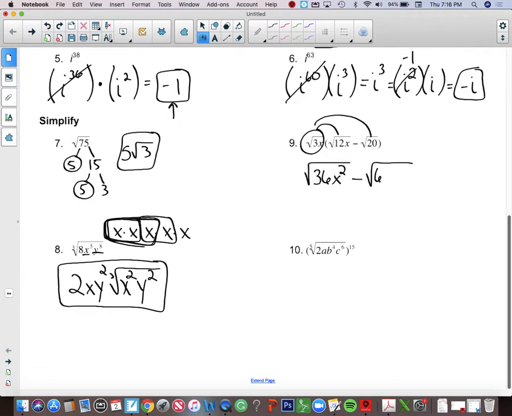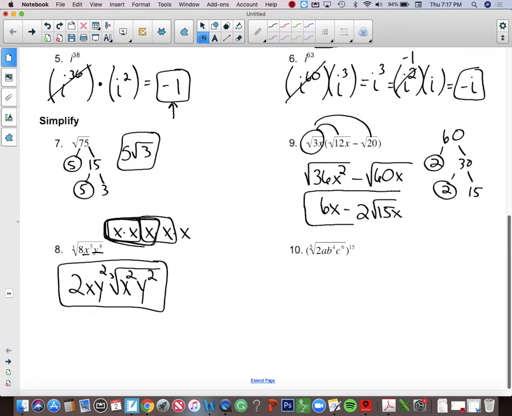Okay, I've got to put my 60x here. This is just 6x. And then we've got to break that 60 down. So let's do 2, 30, 2, 15. And I know that that 15 is just going to be a 3 and a 5, so I can take my 2's right here. So it'll be minus 2 square root 15x. And remember, we cannot do anything else from there because we have to have exactly the same radical in order to add or subtract anything. We can't put anything together there.